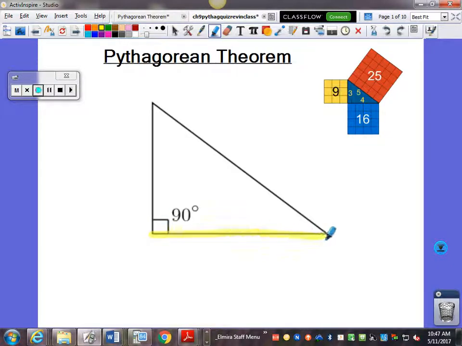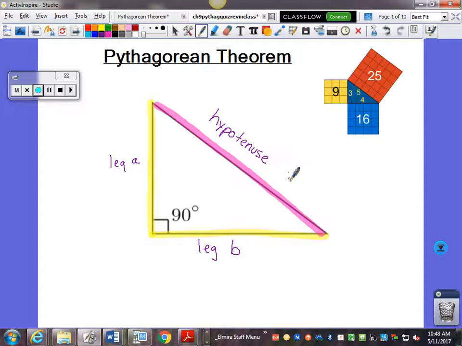And the sides that branch out of that right angle, that form that right angle, they are called legs. So this would be leg A. This would be leg B. Okay, now A and B are interchangeable. It doesn't matter which one I say is A and which one I say is B. Then the diagonal that connects them is called the hypotenuse, and it is represented by the letter C. So we've got an A, a B, and a C, and those are the three sides of the triangle.